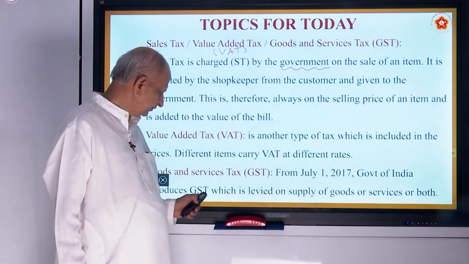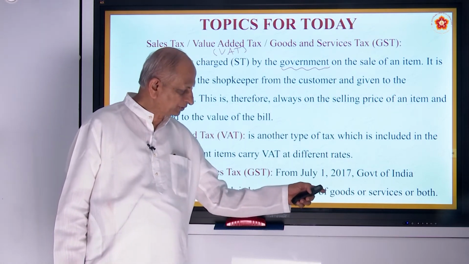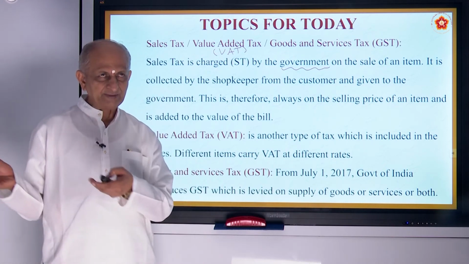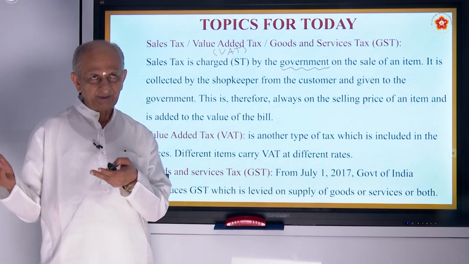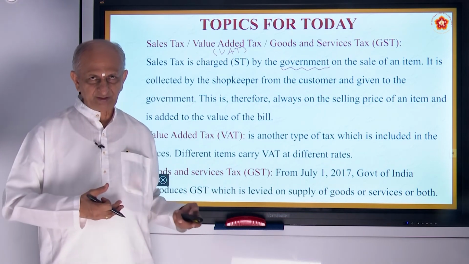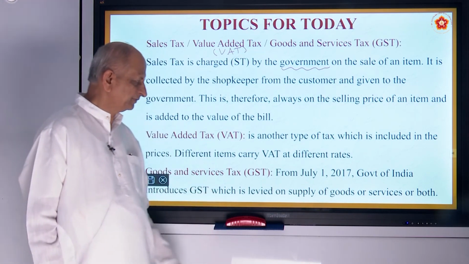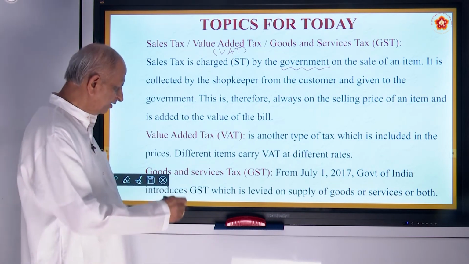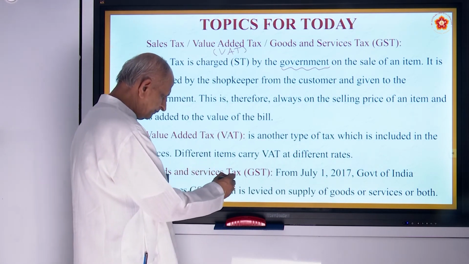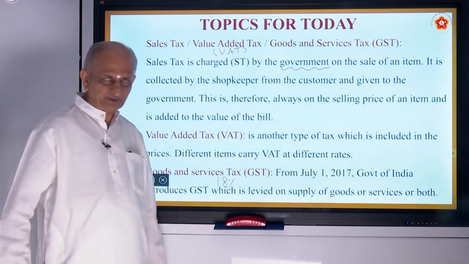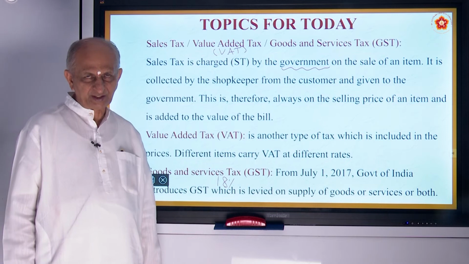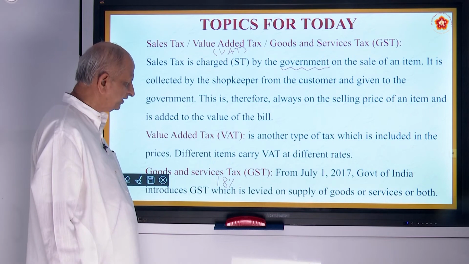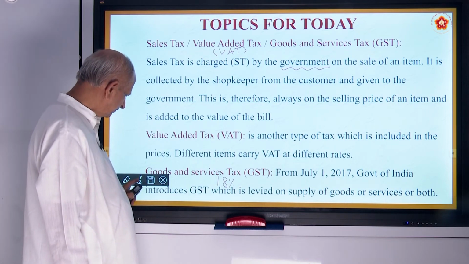So GST is levied on supply of goods or services, or both. Services means what? For transportation, to bring it from the railway station or from the bus station or from the goods sheds. So there will be charges. So that is what is called GST. Now presently government is charging about 18%, and the collection is also very good now. Very strict action is being taken for those who are not showing GST. So GST is compulsory. Now let us work out simple problems on this.